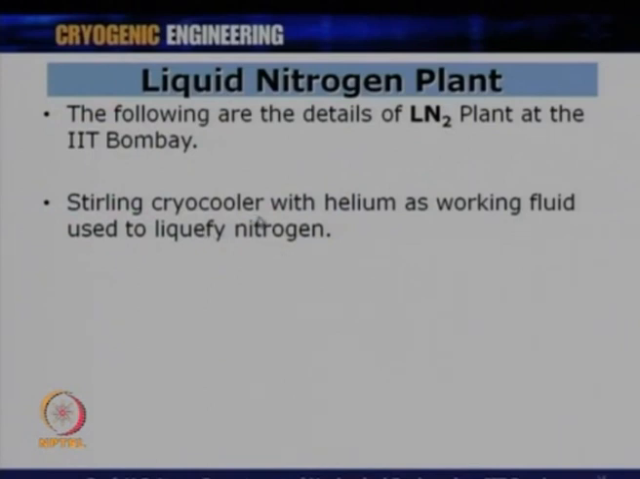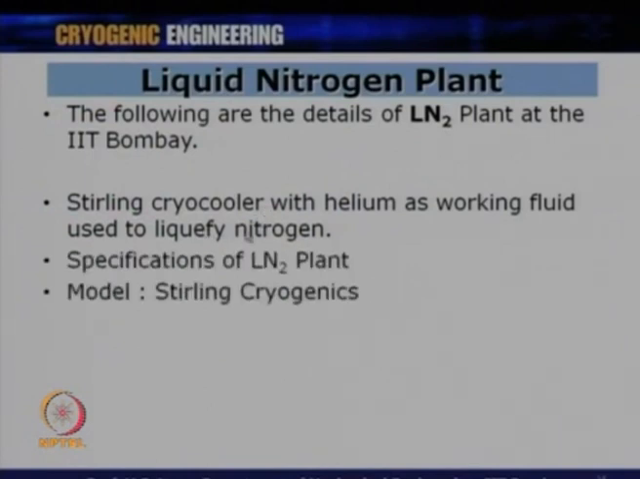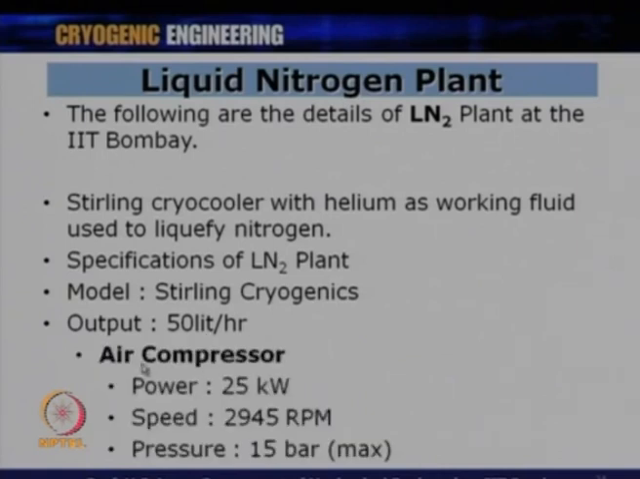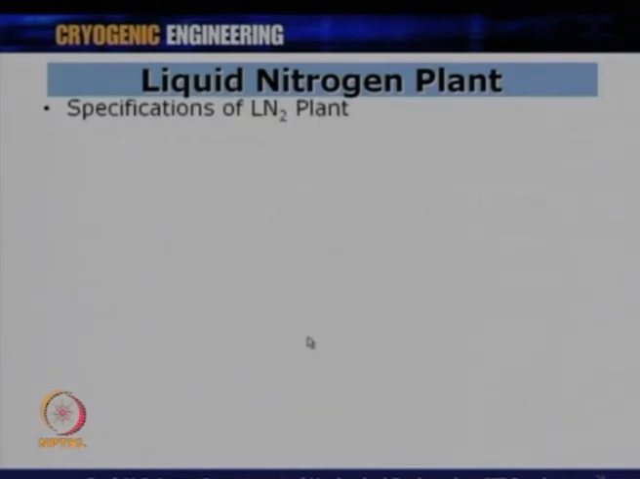Now, what are the specifications of this unit? The specification of this plant are, the model is Stirling Cryogenics, the output is 50 liter per hour. So, you can see the production rates are higher over here. Now, it has to first produce nitrogen from air. So, an air compressor is used and then from air, oxygen and nitrogen are separated and nitrogen is then sent to the cryocooler to get liquefied or to get condensed. So, one has to have air compressors. The power input to the air compressor is 25 kilowatt, the pressure is 15 bar.